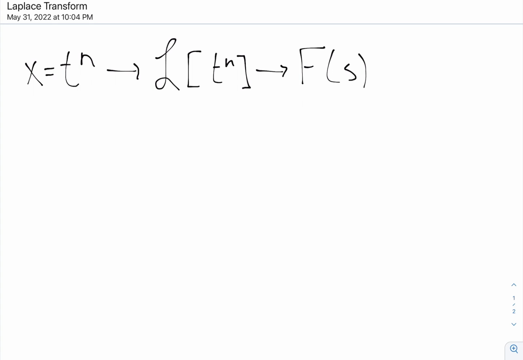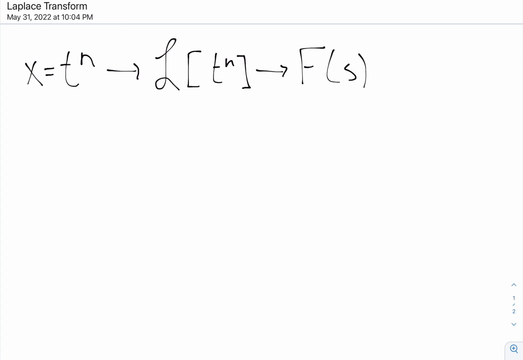You might be wondering, well, why does it have an antiderivative? We started with just t to the n. Are we going to have to take an integral of this to get capital F of s? What's going on here? Why is the s even here? So I'll show you right now what the actual process of transforming this function is.